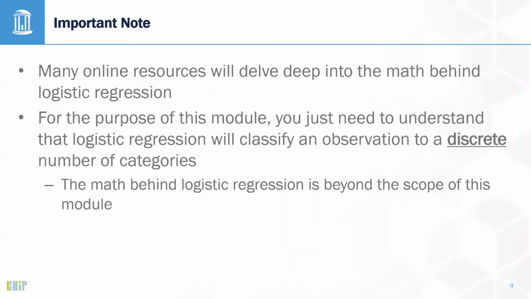Now, I understand the last slide may have been dense with a lot of technical terms thrown around. I want to emphasize that the focus for this module is on the big picture. Many online resources will delve deep into the math behind logistic regression. For the purposes of this module, you just need to understand that logistic regression will classify an observation based on a limited or discrete number of categories. The math behind the logit function or logistic regression is beyond the scope of this module.